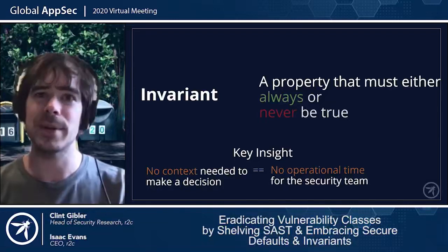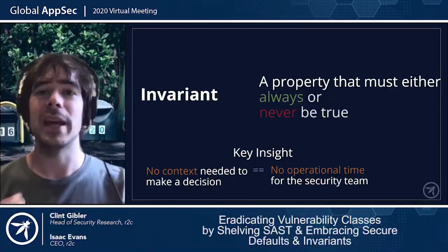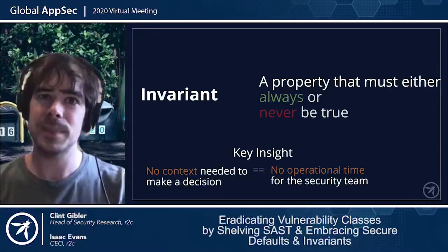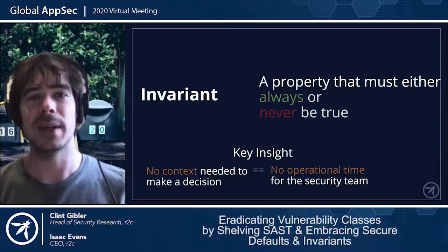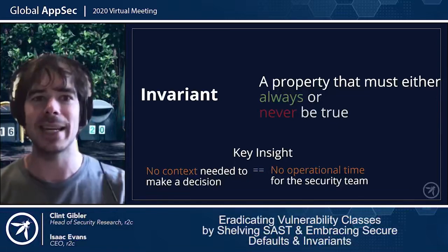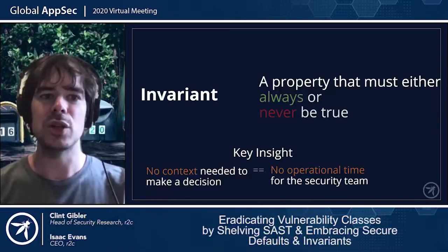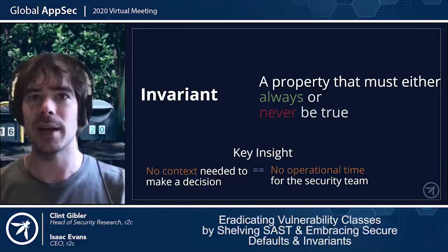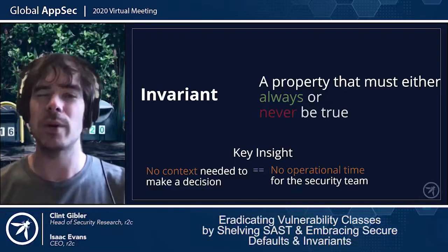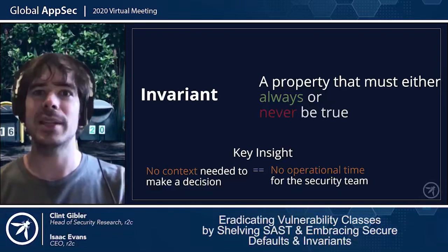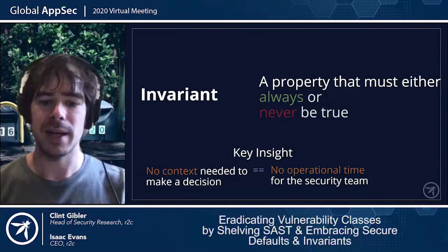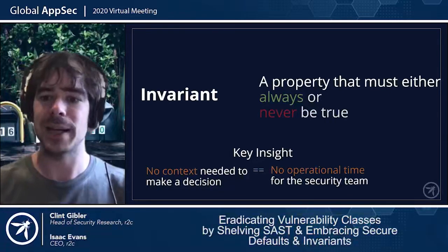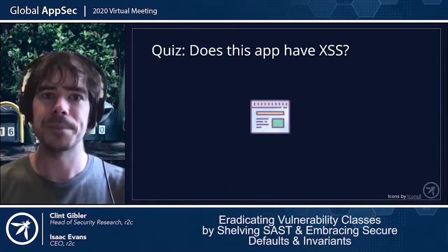And what we're going to talk about is how, by setting strong invariants, you can significantly de-risk systems and really have some nice scalable security wins. The key insight here is that when you don't need any context to make a decision, like in this case, where we always either block or deny, for example, this requires no operational time for the security team, which lets you knock off a bunch of different wins and then focus on other things. So again, becoming more leveraged with your time.